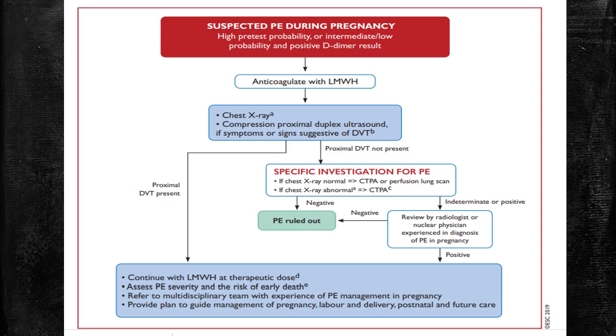You will do a chest X-ray of a pregnant patient, and as previously noted, we have not done chest X-ray as yet, but we are doing X-ray chest in a female patient who is pregnant and who is a suspicion of pulmonary embolism. And the other thing you will do is compression proximal duplex ultrasound if symptoms or signs are suggestive of deep vein thrombosis. You will do duplex scan of her legs, and if proximal deep vein thrombosis is present, you have to start the treatment. You have to continue the low molecular weight heparin at therapeutic dose.